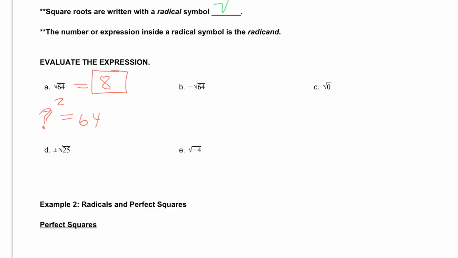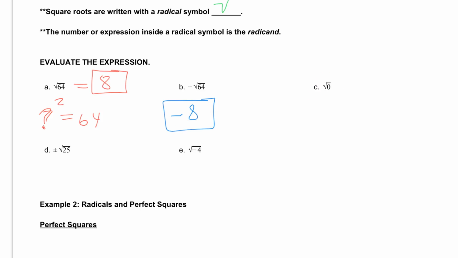In letter B, we have negative, or the opposite of the square root of 64. So that negative is not underneath the square root, it's outside. You can think of it kind of like a negative 1. So we're going to take a negative 8. We already talked about how the square root of 64 was 8. The negative on the outside just means that our answer is going to be negative.